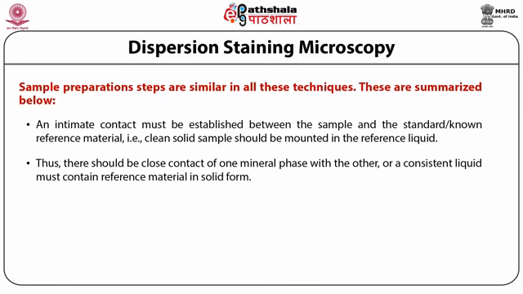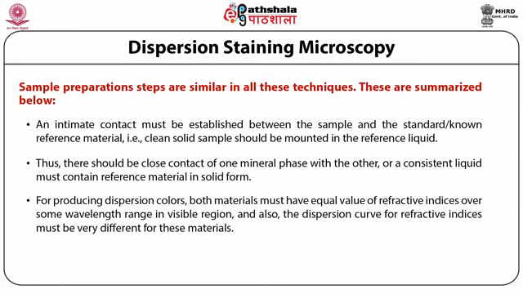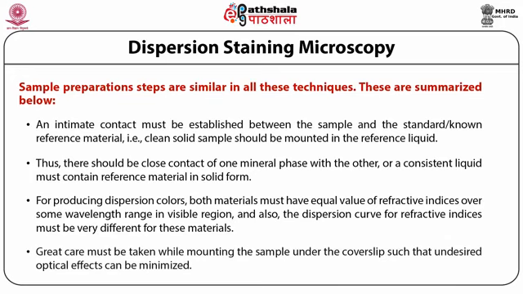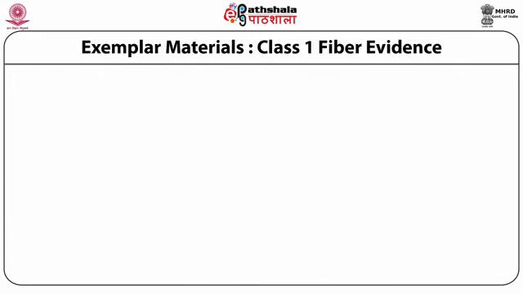Second, for producing dispersion colors, both materials must have equal values of refractive index over some wavelength range in the visible region, and also the dispersion curves for refractive indices must be very different for these materials. Third, great care must be taken while mounting the sample under the cover slip such that undesired optical effects can be minimized. Now, let us see the exemplar materials.